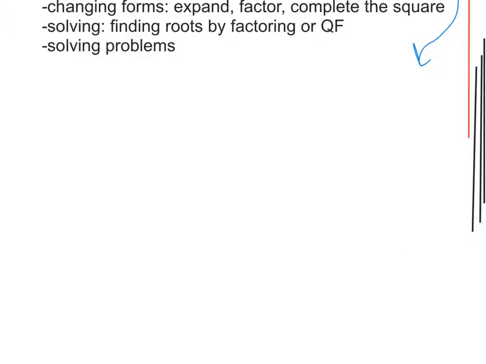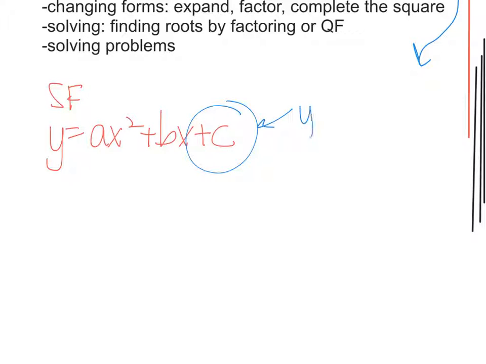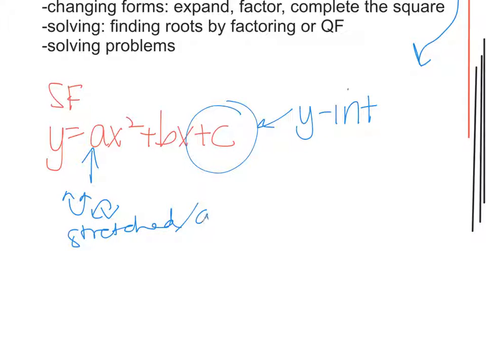So the first form is standard form. And standard form looks like this. Y equals ax squared plus bx plus c. That's standard form. The only thing you care about in standard form really is your c value. It shows you the y-intercept. You can also see the direction of opening, if it opens up or down. And you can also see if it's stretched or compressed in the a value, but that's common for any equation.